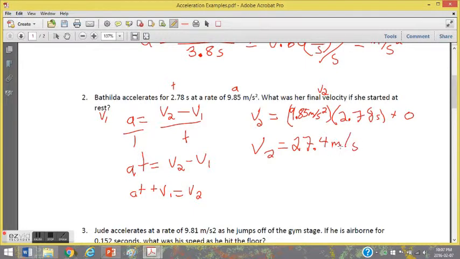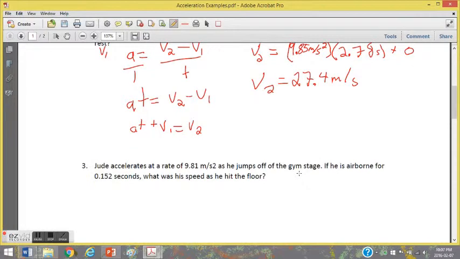And I did not forget about Jude, and I did, however, forget to make this superscripted. That is supposed to be meters per second squared. Jude accelerates at a rate of 9.81 meters per second squared as he jumps off the gym stage. If he is airborne for 0.152 seconds, what is his speed as he hits the floor?